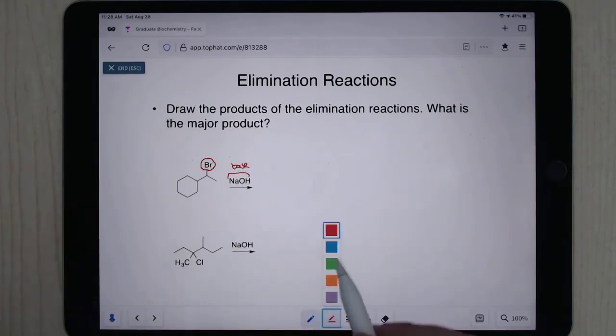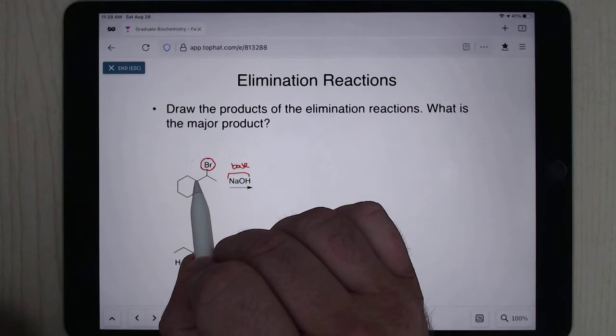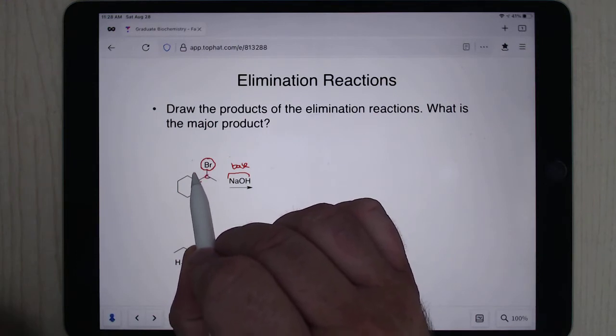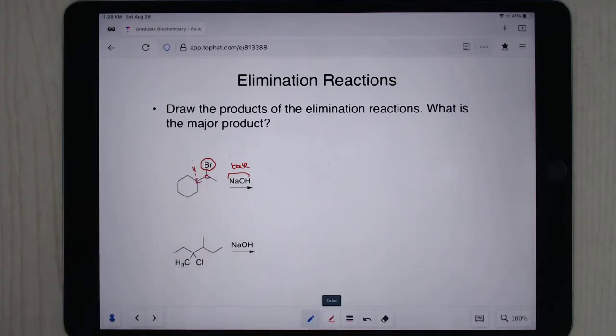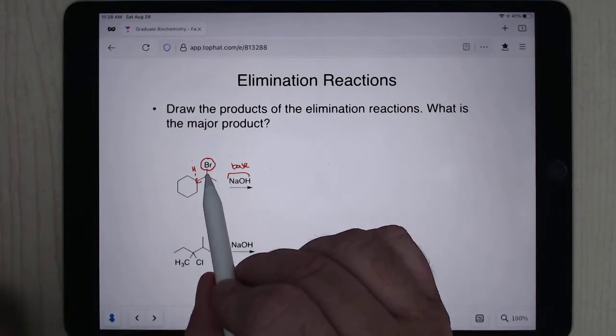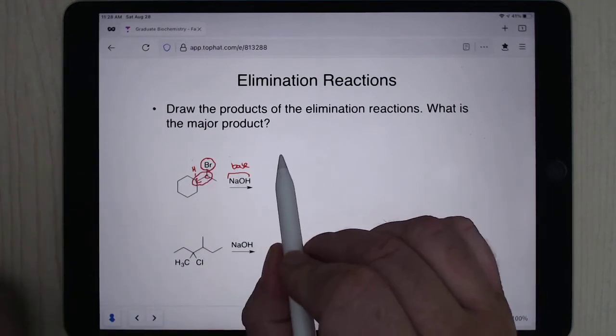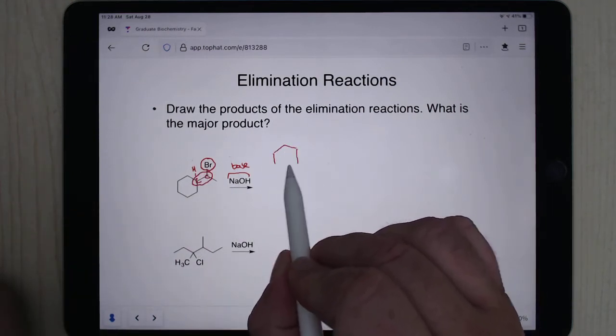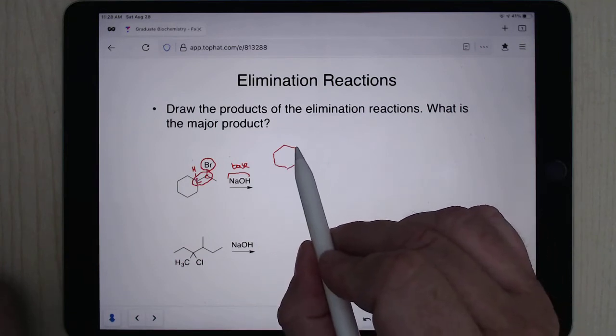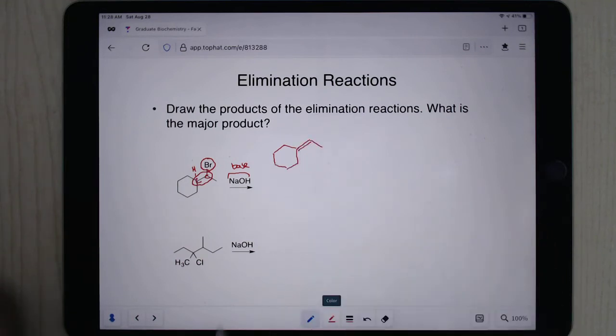So we're going to look on this side, right? Well, there is a hydrogen there, so that means we can make a double bond there. I'm going to draw it up here just so we have room. So we're going to make that product.